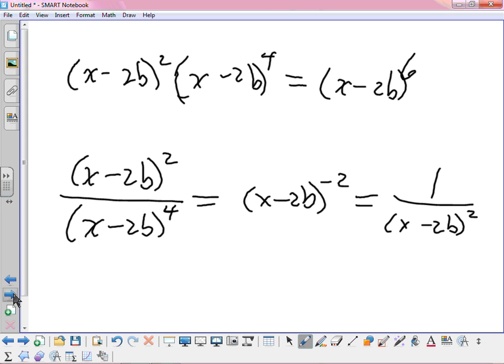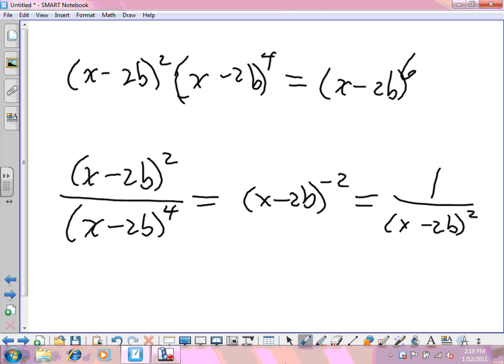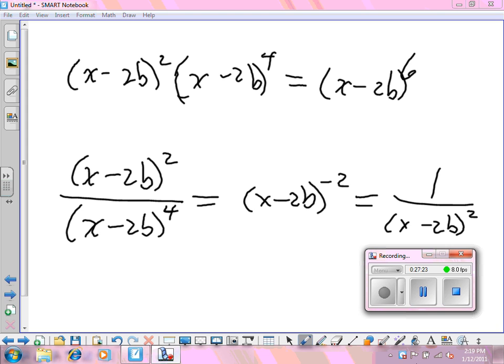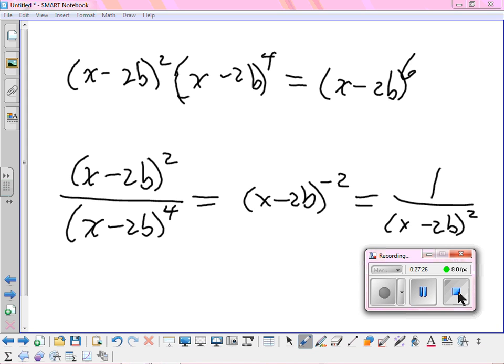So, a little review of exponents. And we're calling that the radical forms, and roots can actually be written as exponents.